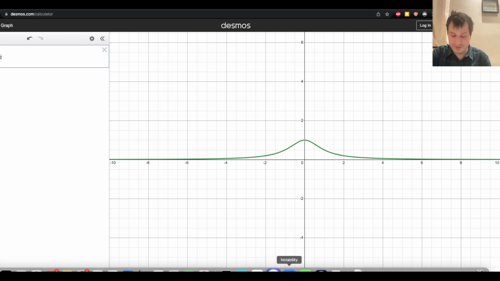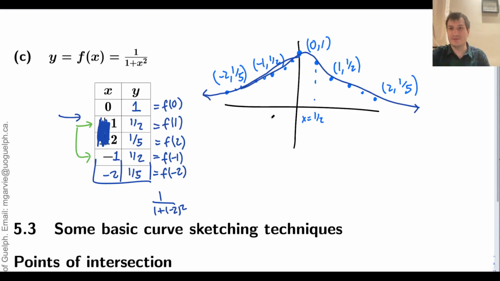And so hopefully that helps you understand the definition of the graph of a function. It's all the points you get by plugging in those x values. Okay.